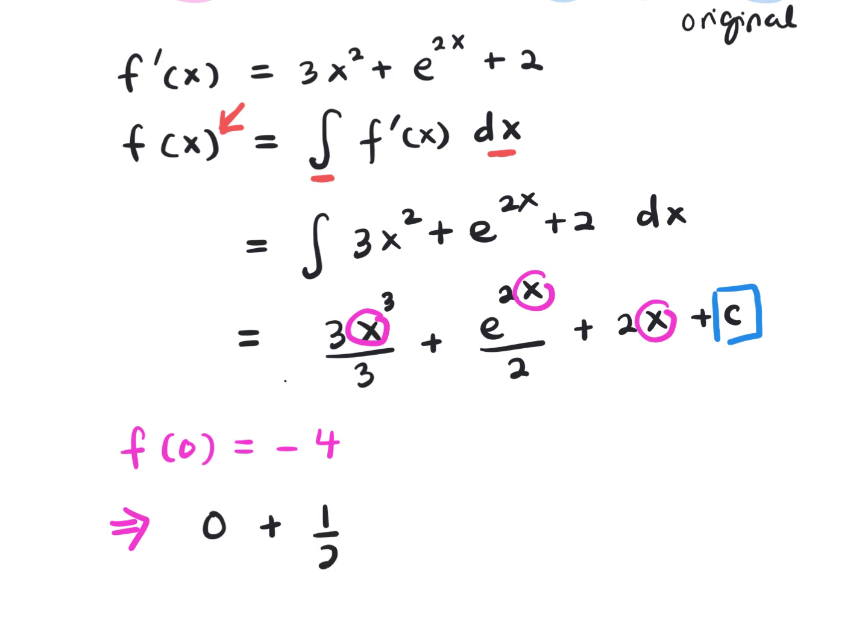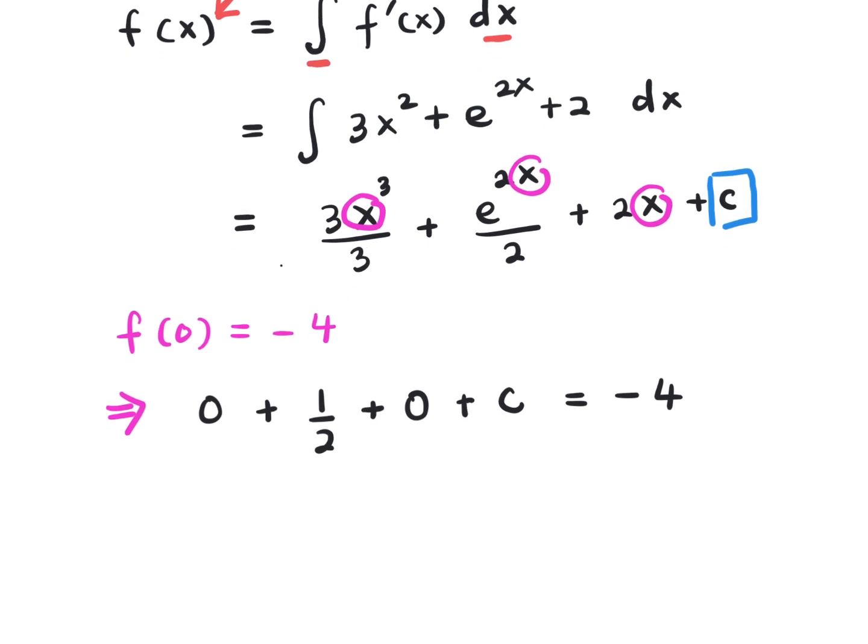So it is 0 plus 1 over 2. And then 2 times 0, you will get 0. Then we are looking for this c. So this should be equal to -4. With that, we can solve for the c term. So your c should be equal to -4 minus 1 over 2.